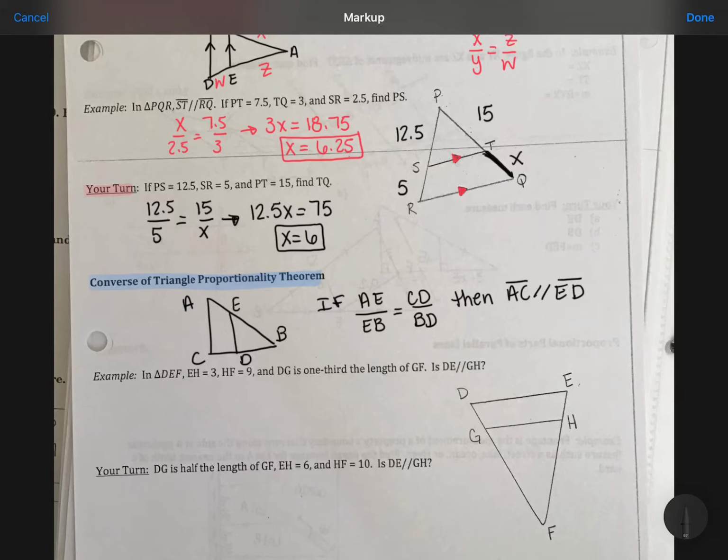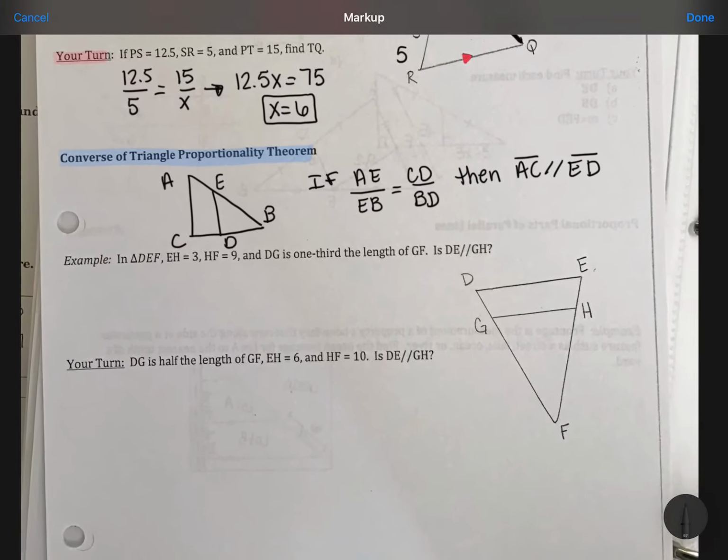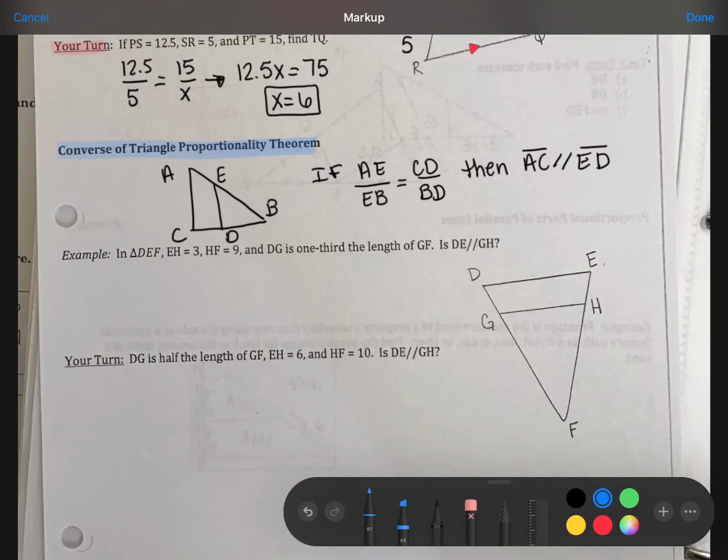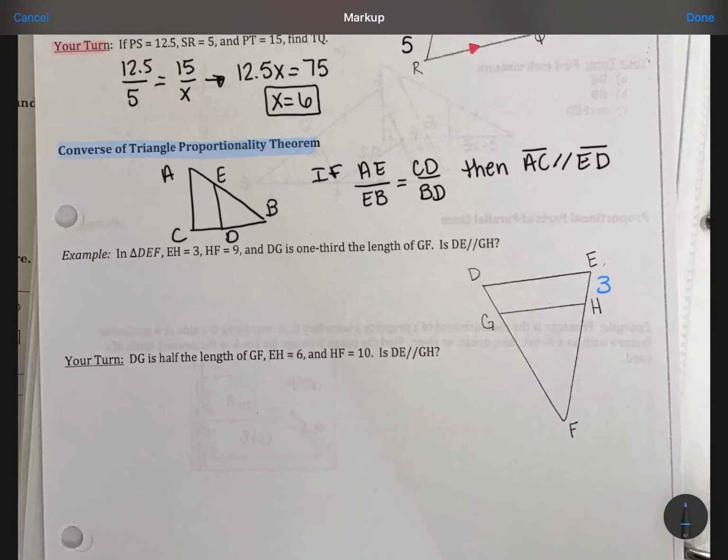And so how would they use this? In this next example, they give you side lengths, and you have to determine if those side lengths are proportional to each other, and then that would tell you your sides are parallel. So in this example, triangle DEH, you have EH, which is 3. So I am going to fill in my information here. EH is 3, HF is 9, GD is 1/3 of GH. So if this is 1/3, you can just pick some numbers here. We can just say 1/3 of X and call that side X.